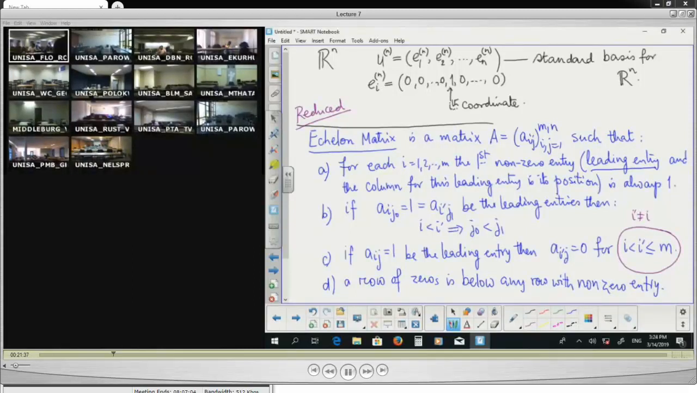It can be any number, but below the 1s it must be zeros. That's the echelon. For the reduced, above the 1s are also zeros. Okay?